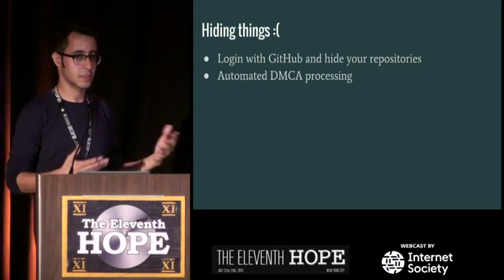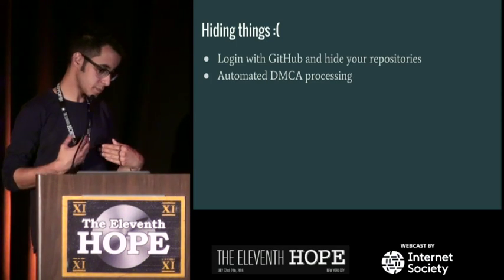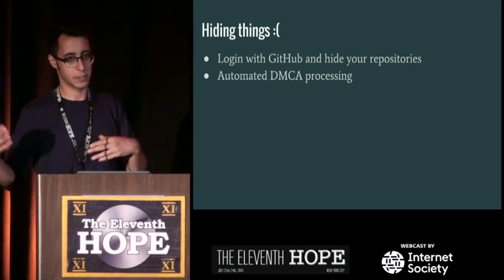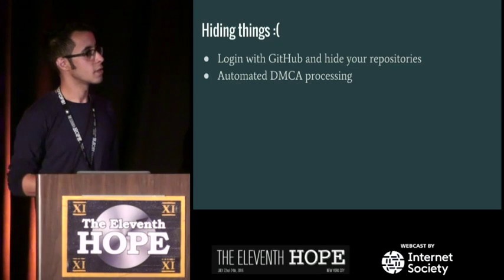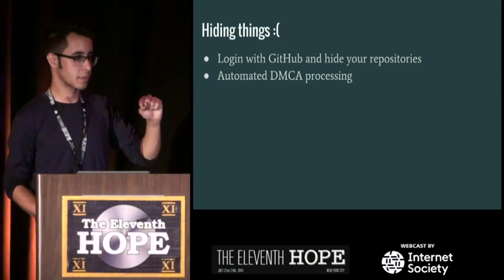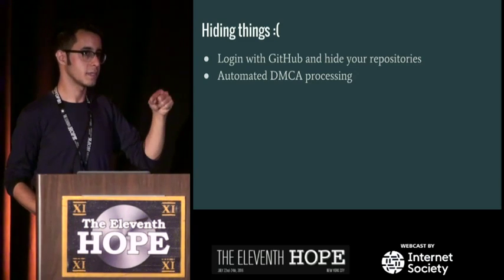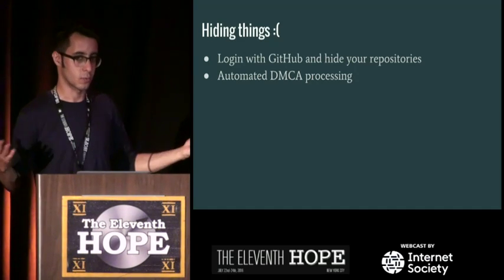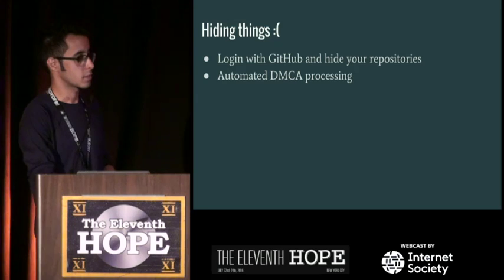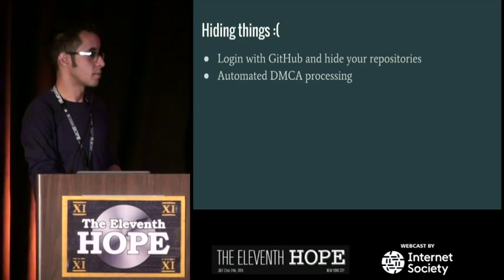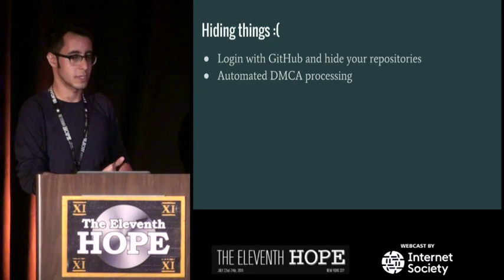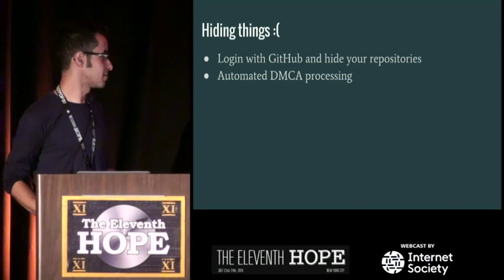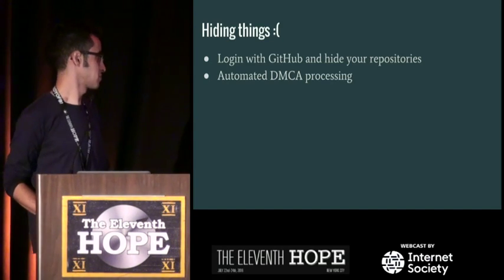So we're thinking of having a thing where you log in with your GitHub credentials, via the GitHub API, OAuth, and mark the repos that you own to be hidden from the archive, because for some legitimate reasons, people might not want their repos archived. And also, we need to deal with the DMCAs, and we're going to try to automate that somehow, just a form.